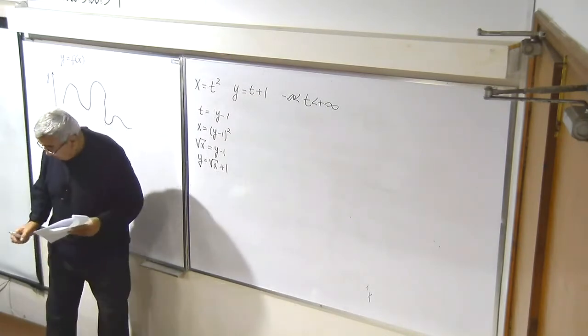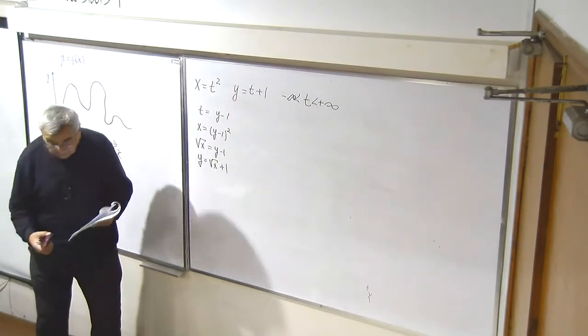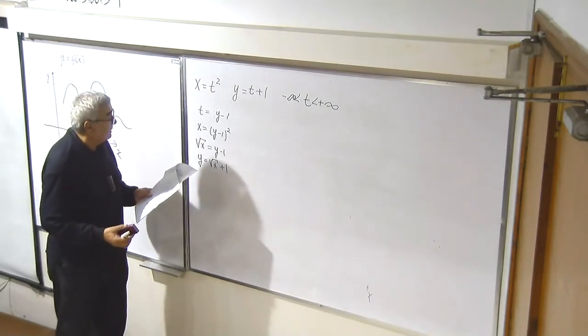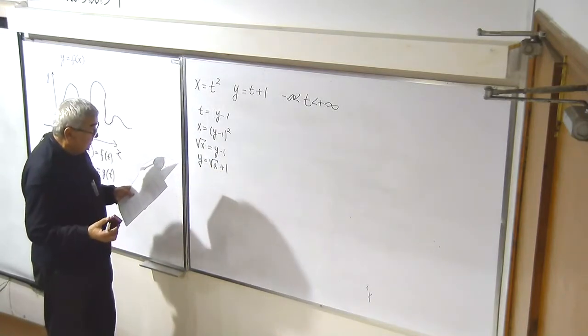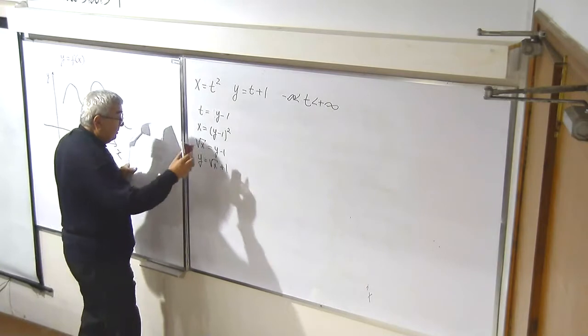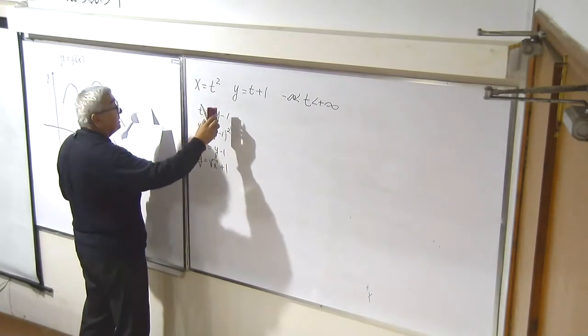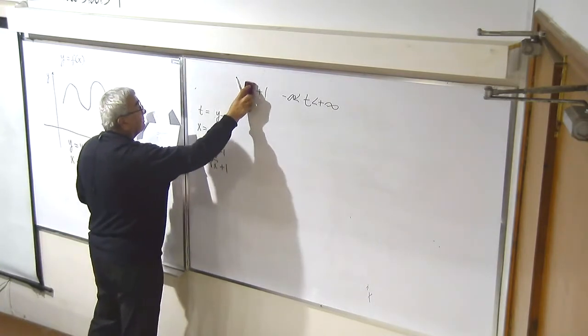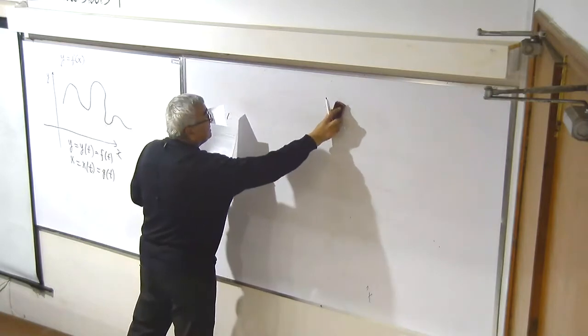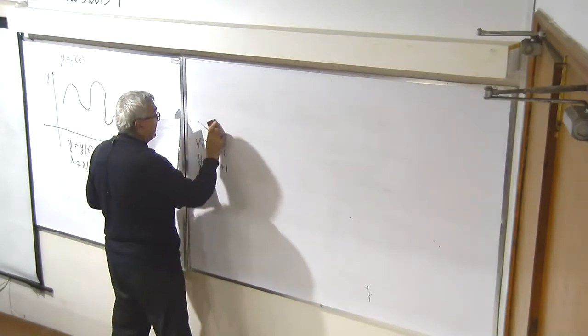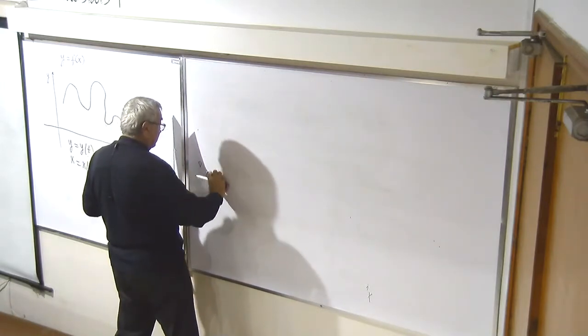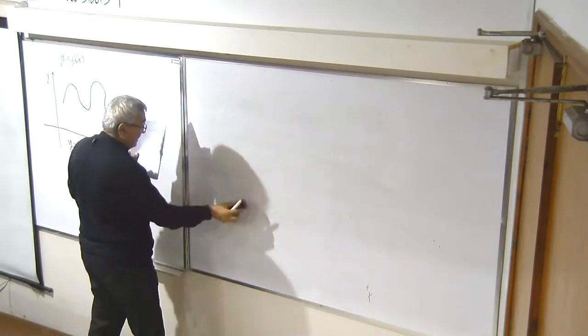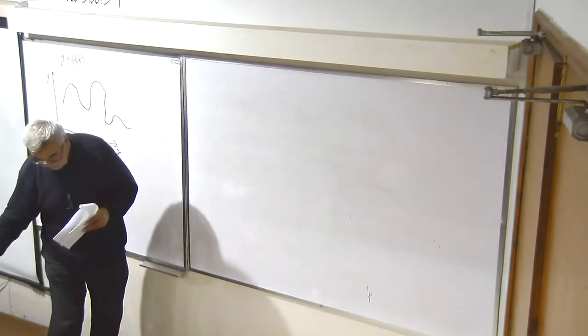Sometimes, when you make some experiments and consider the motion of particles, as usual for the parametric representation, t is some independent variable. As usual, it is time. I will show you other examples.